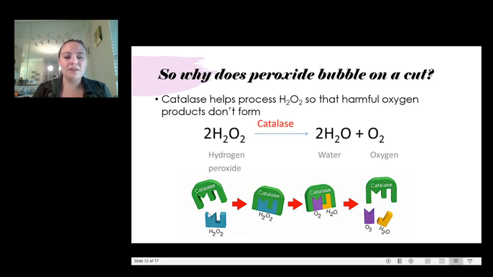We can think of it like a puzzle piece, and so the reactant goes into the enzyme, the catalase fits it perfectly, and then breaks it apart and spits it back out. The same thing happens in the yeast. That's why we see those bubbles. This oxygen gas is what is produced in the bubbles.